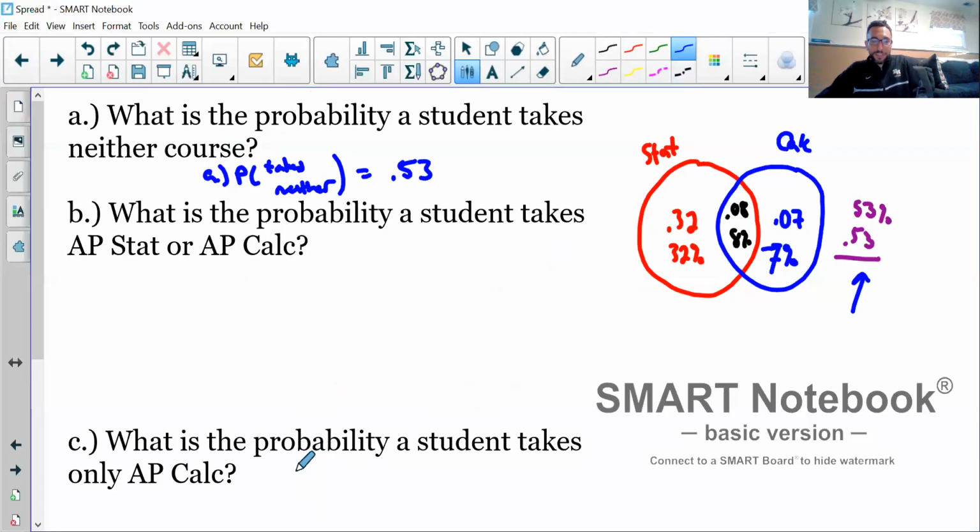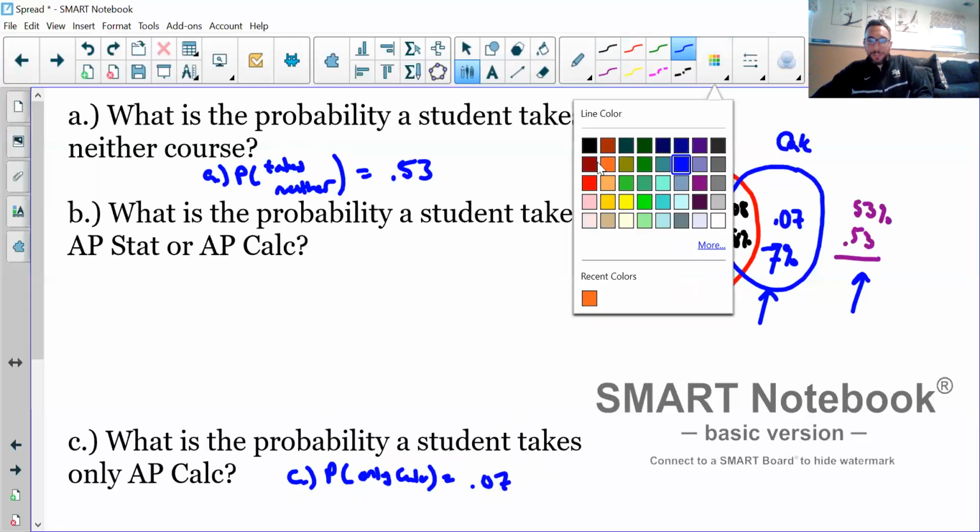I'm going to jump down to C. C in your notes, what's the probability a student takes only calc? Again, that's just a number we're pulling right out of our Venn diagram. That's now this 0.07 or 7% over here. No big deal.